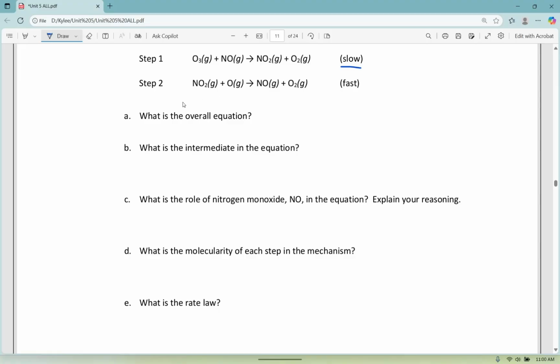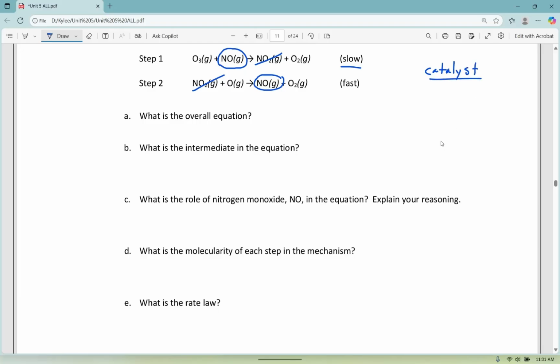So they want us to write the overall equation. And I do that by eliminating my intermediate. Remember, the intermediate is the thing that gets used up first. Then I can also cancel the O. Do you guys see how the NO appears on the left-hand side and then gets regenerated on the right-hand side? We haven't quite talked about that yet, but that is actually an example of a catalyst.